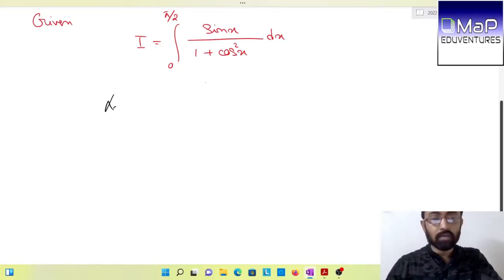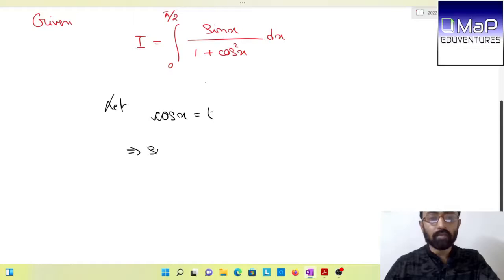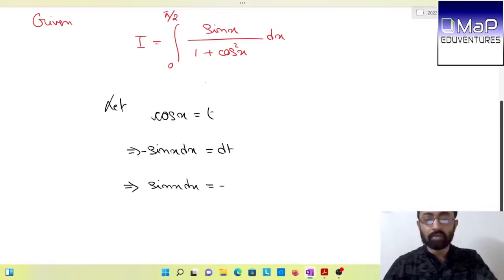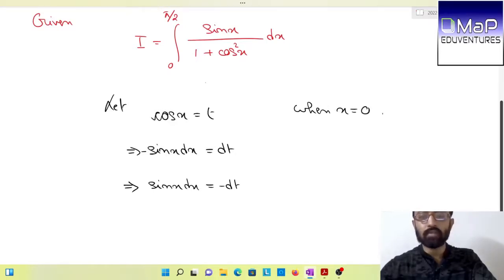So for that, let us substitute cos x with t. Then we will have minus sin x dx equals dt. Now send the minus to the right hand side, so sin x dx equals minus dt. Now we have to change the limit. When x equals 0, t equals 1. When x equals pi by 2, t equals 0.